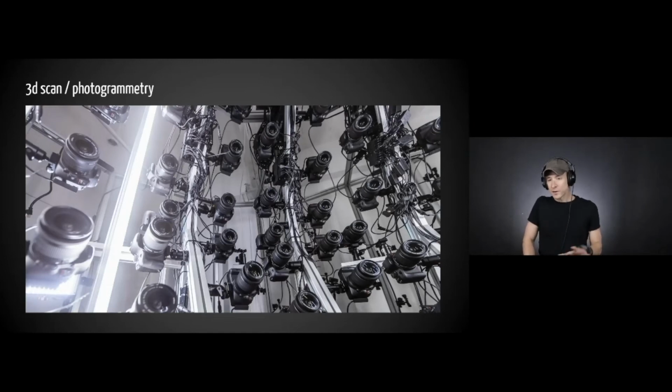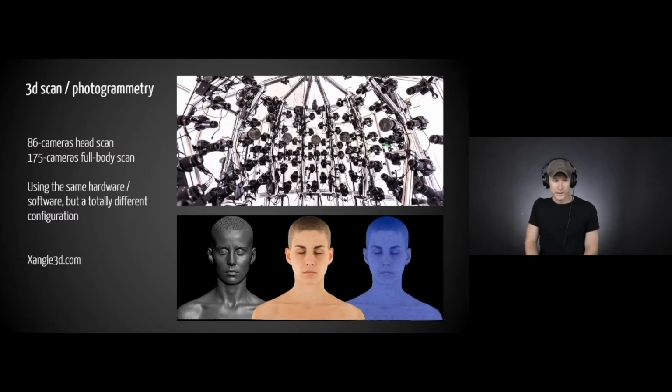I don't have enough cameras to do both at the same time, but I have enough electronic components. So we just switch the cameras from one station to the other when we need to go from bullet time to 3D scan. So this is the head scanner. And we also have a full body scanner. And what you see at the bottom is the end result of a face scan. This is something we use for the gaming and cinema industry.